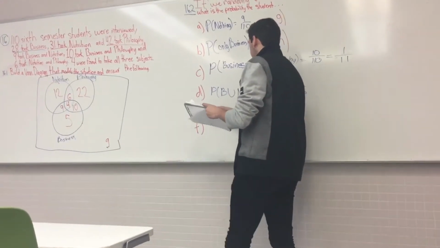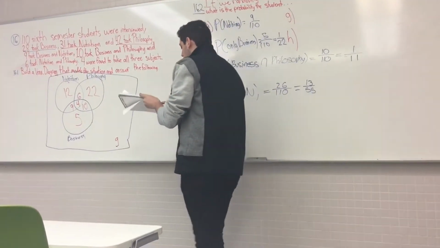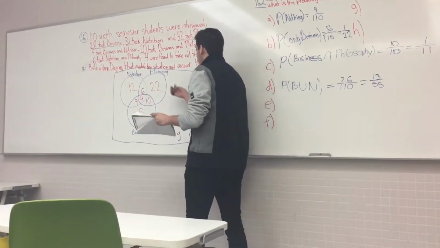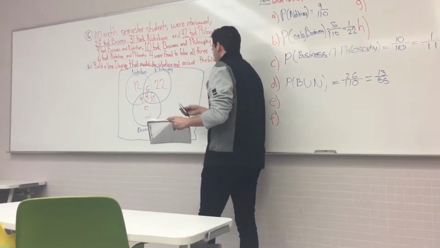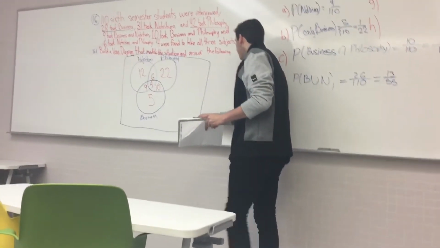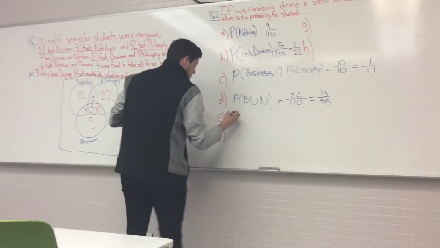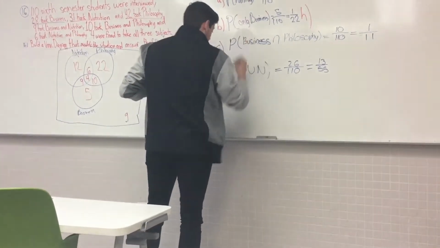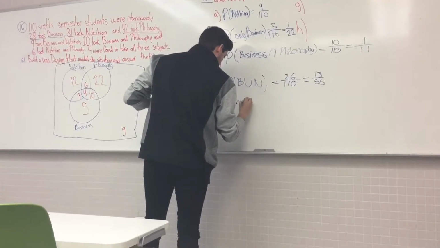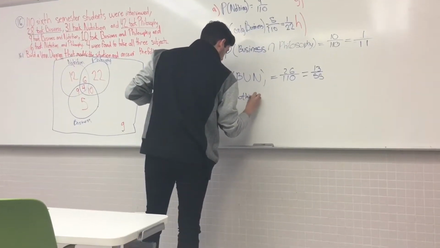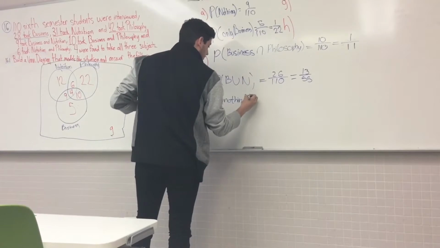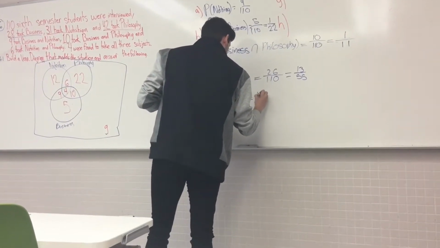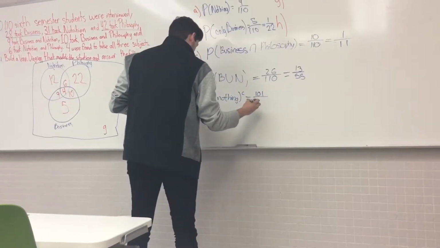Okay, now for letter E, we're looking for at least one student that took any of the three subjects. So basically the opposite of the 9, which would be the probability of nothing complementary, which will be 101 over 110.